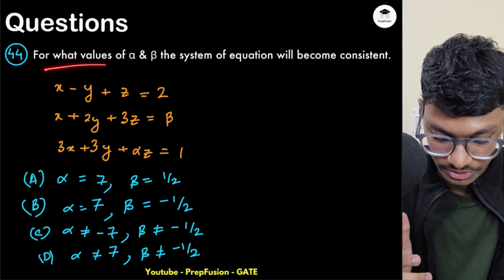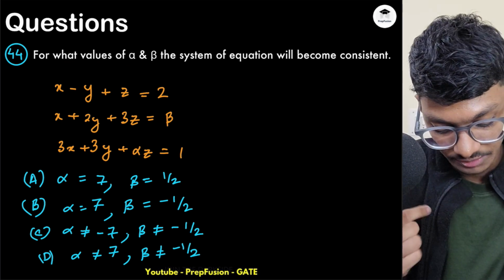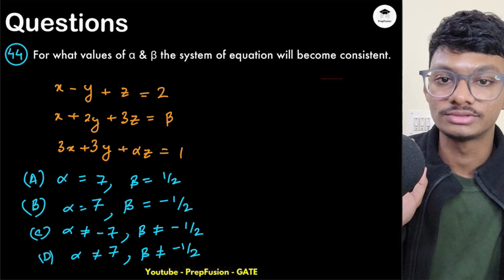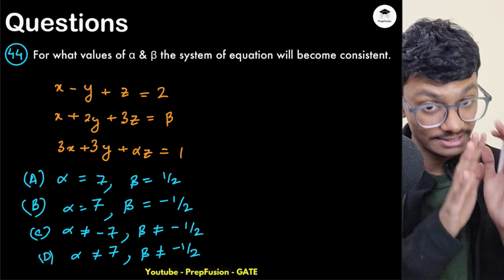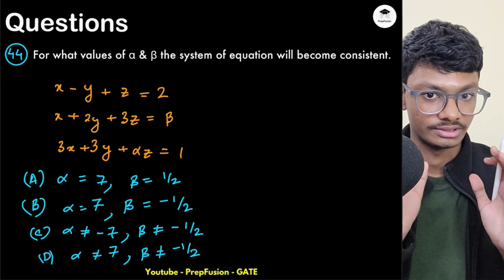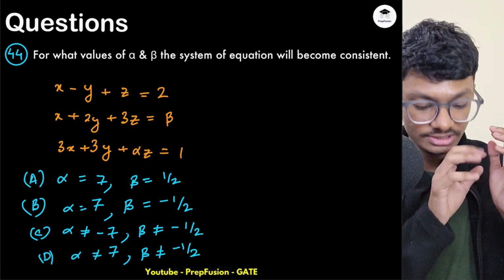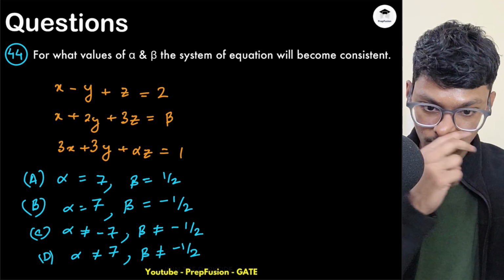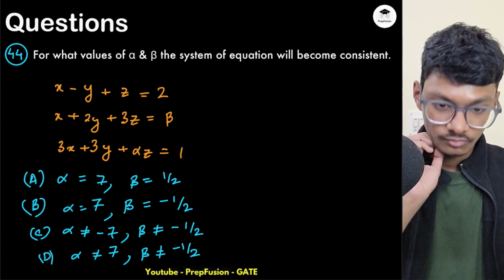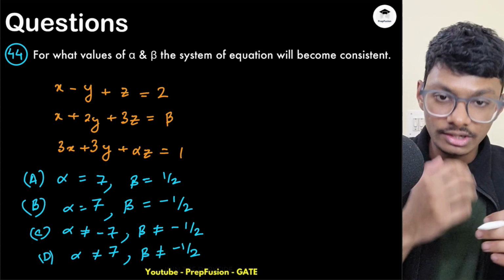Now let's solve this next question. For what values of alpha and beta will the system of equations become consistent? What do you mean by consistent? Consistent means it has at least some solution, either infinite solutions or a unique solution. No solution is not possible, that means inconsistent. So basically what can be the case? We have to use a row echelon format, right?